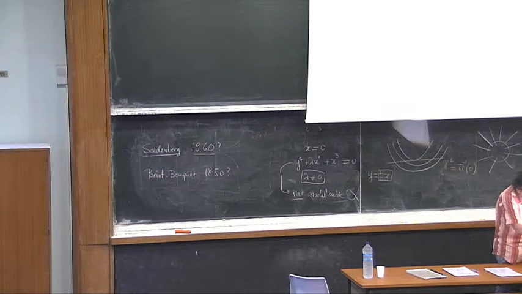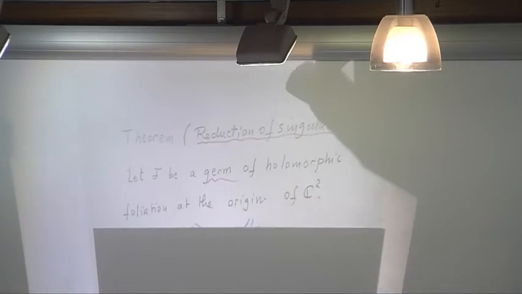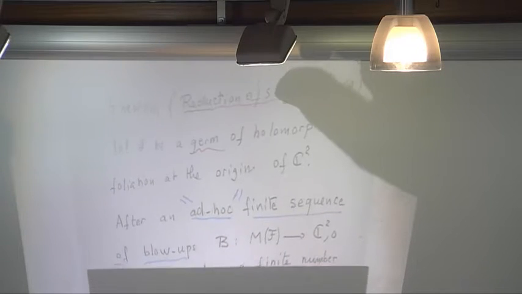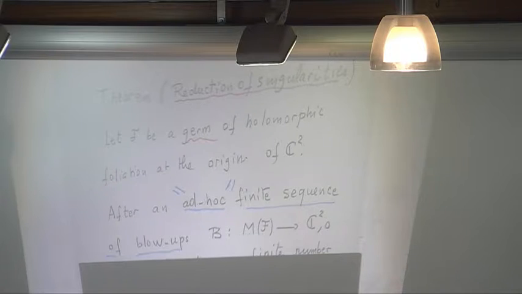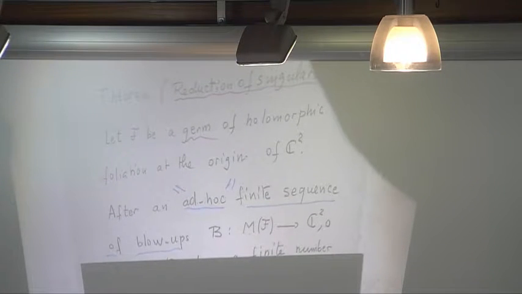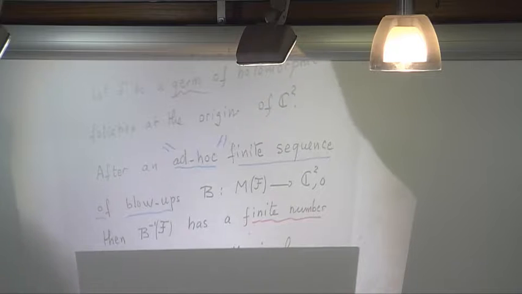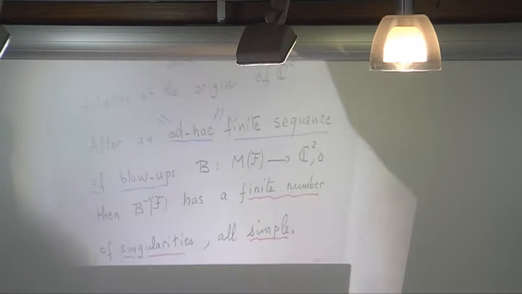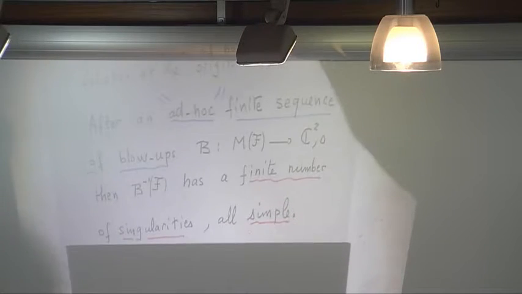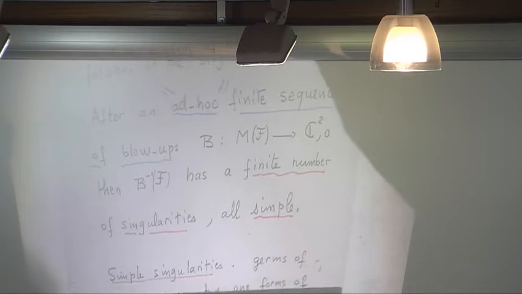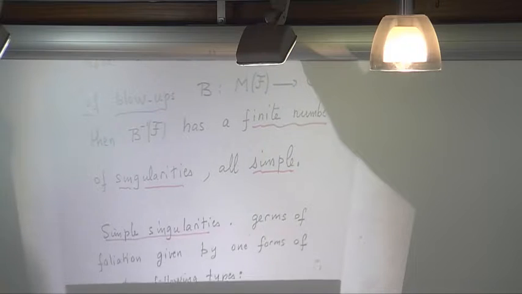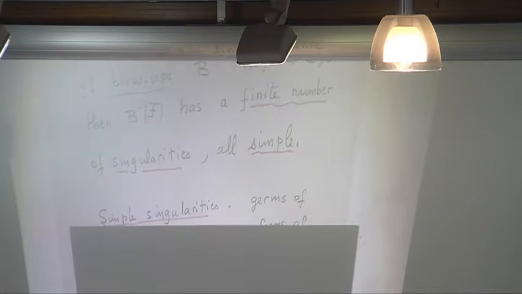And what does the theorem say? You have a germ of holomorphic foliation at the origin in C2. And the theorem says that after a finite sequence of blow-ups from a surface, I denote M of F, M of the foliation, it's a surface, and we have a composition of blow-ups, in fact, B. Then the transformed foliation B minus 1 F has a finite number of singularities, all simple. And now I give the definition of simple singularities. Simple singularities are germs of foliation which it is not possible to simplify by this procedure.